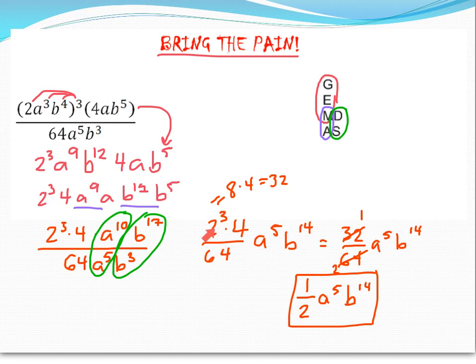2 to the 3rd power, 2 times 2 times 2 is 8. Multiply that by 4, I got 32. So the numerator up here becomes 32. Denominator 64. Well, 32 goes into itself once and into 64 twice. So this simplifies to 1/2 a to the 5th, b to the 14th. Final answer. You stand up like a boss and you flash the belt.